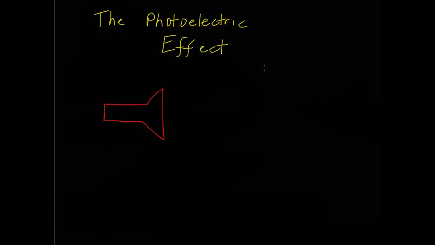Photoelectric effect is a phenomenon whereby upon shining light onto a metal surface, electrons are released by the interaction of the energy from the light being transferred to the electron.